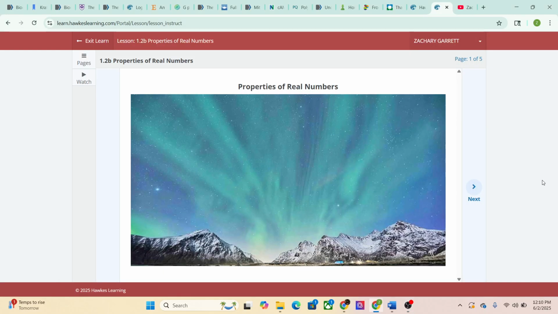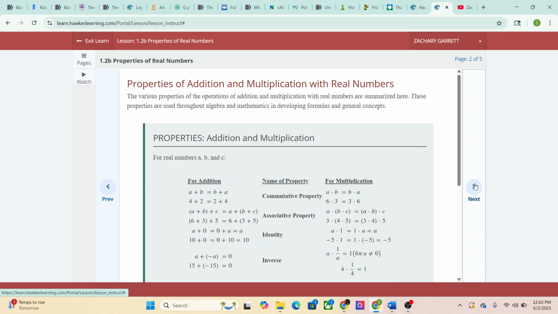Hello, today we are going over chapter 1.2b, properties of real numbers. Properties of addition and multiplication with real numbers. The various properties of the operations of addition and multiplication with real numbers are summarized here. These properties are used throughout algebra and mathematics in developing formulas and general concepts.